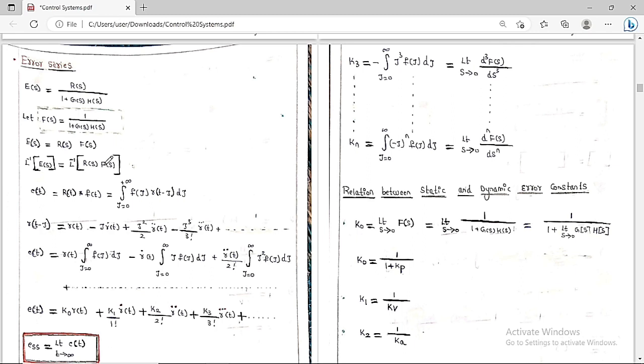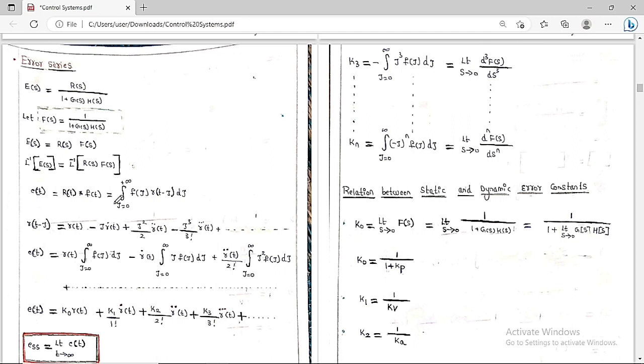I already told you, convolution in the time domain will give you the product in the Laplace domain. So therefore, E of t is equal to r of t convolution f of t.